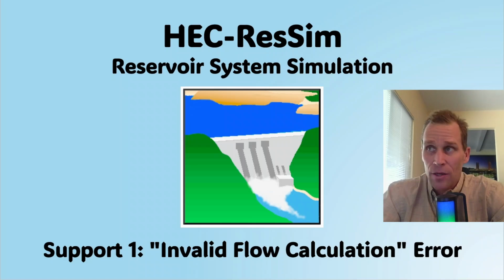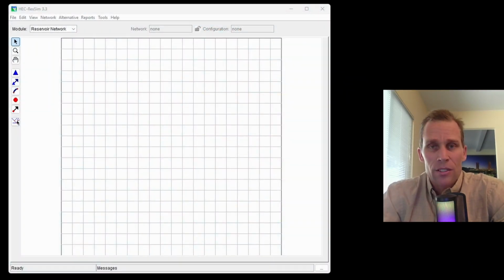And in this video, I'm going to be fixing the invalid flow calculation error. One of my viewers had a problem with their ResSim model and they sent it in to me. I took a look at it and I got it fixed for them. So I figured I can tell them as well as make a video and share this information with my viewers in case you encounter this problem as well.